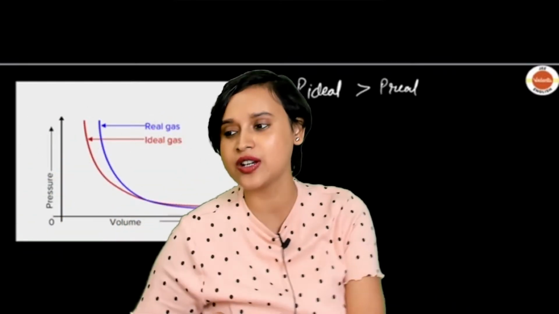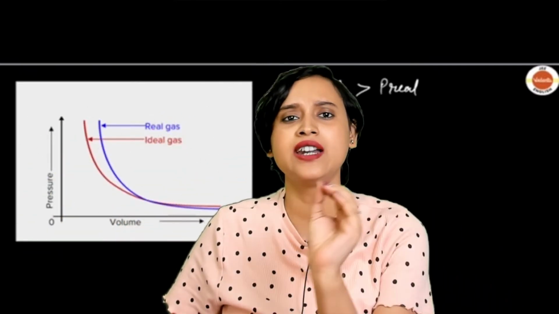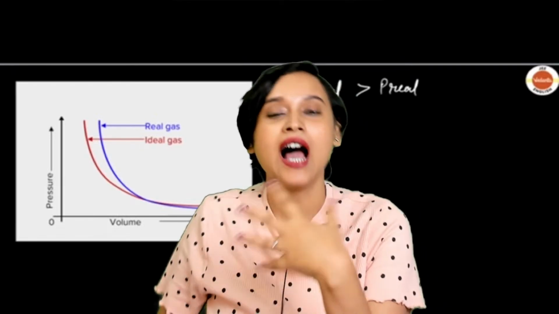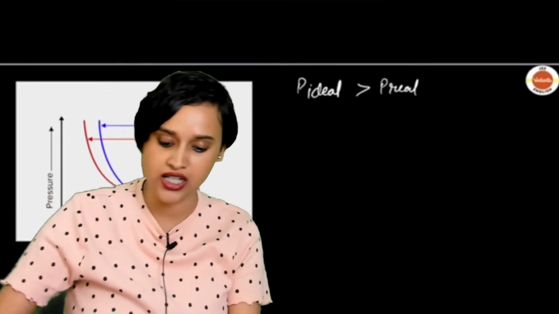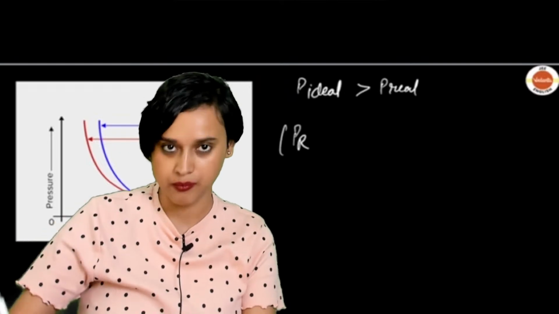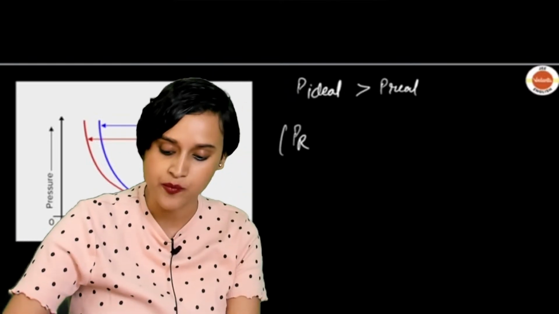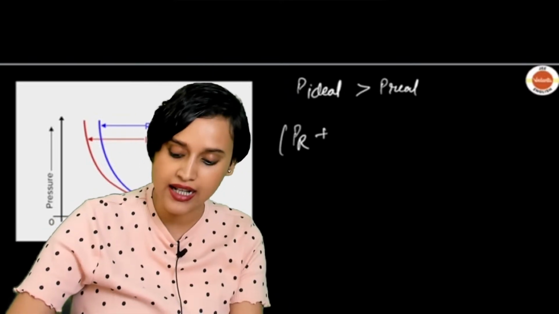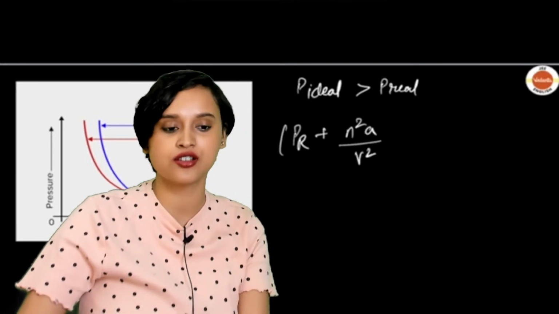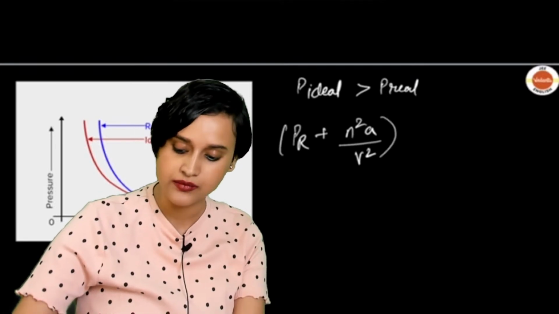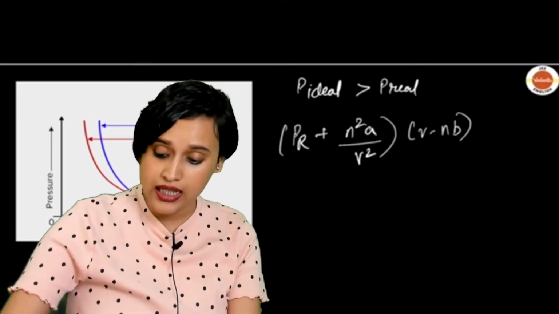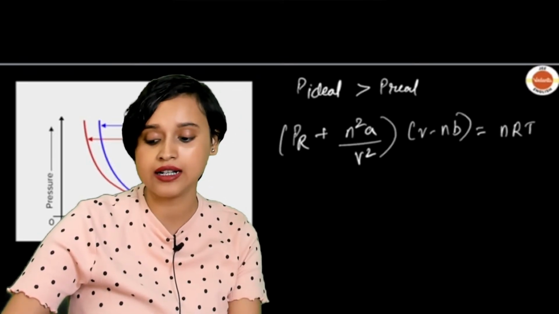And who gave the correction, everybody? The same old fellow, Van der Waal. Van der Waal said that I will give you correction. And how did he give the correction? He said that let's take that P_R. P_R is the pressure of real gas, plus, he said that let's do n square a divided by V square. Okay? Yes? And then he said that let's write (V minus nb) is equal to nRT.